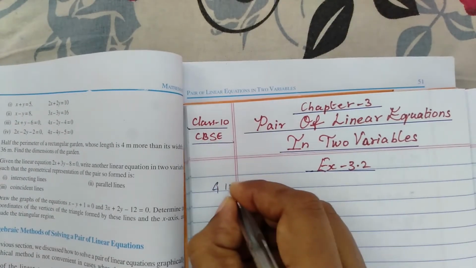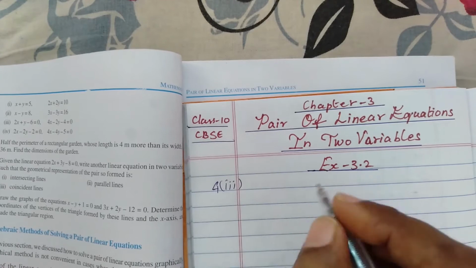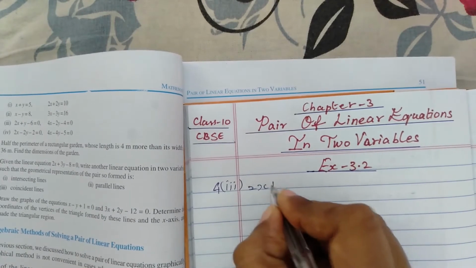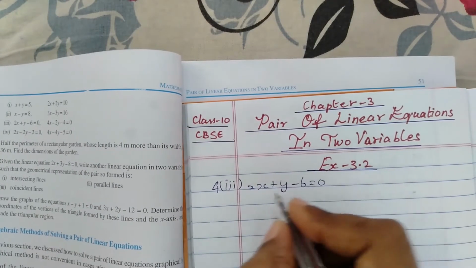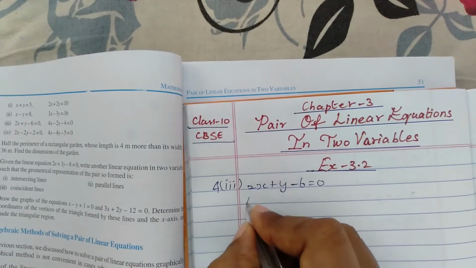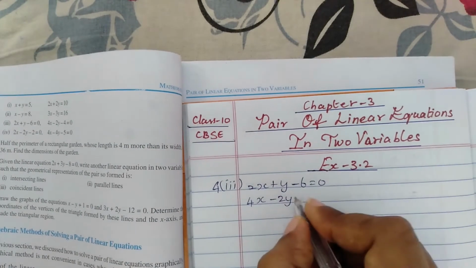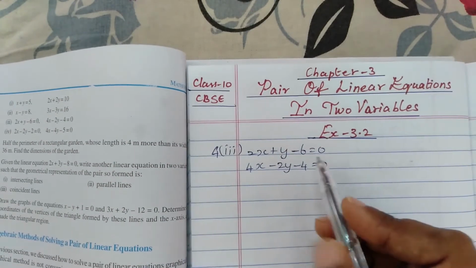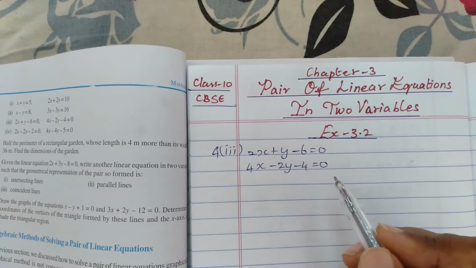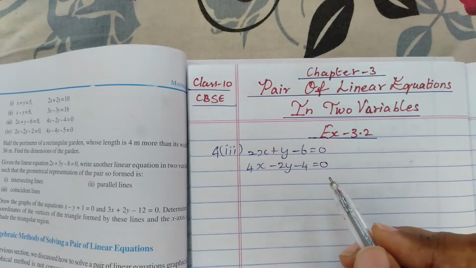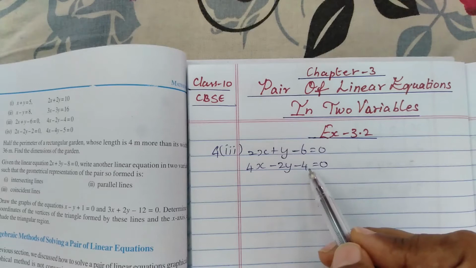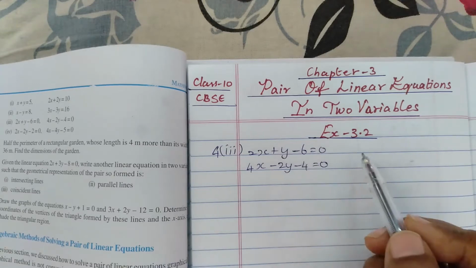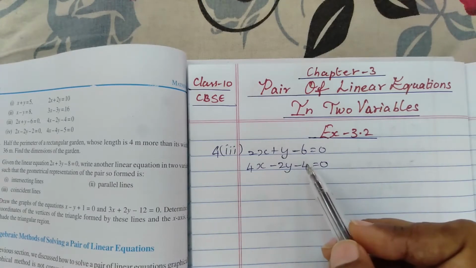So now, let's write the equations. 2x + y - 6 = 0 and 4x - 2y - 4 = 0. Now you can see that the equations are in a slightly different form, meaning the constant term of the equation is on the left hand side. Usually it will be on the right hand side, but now it is on the left hand side.